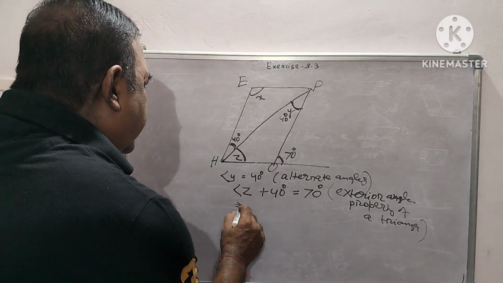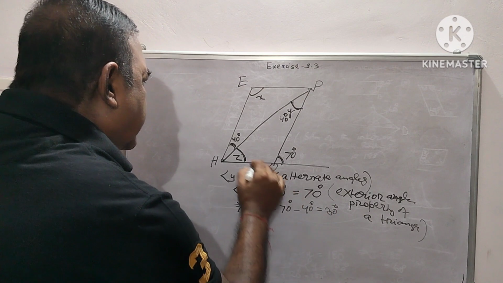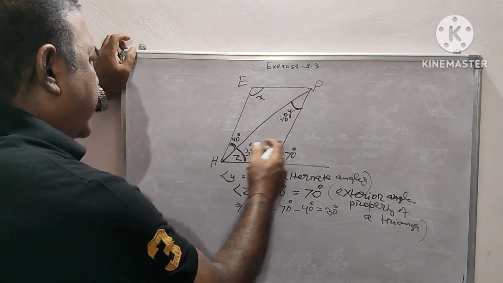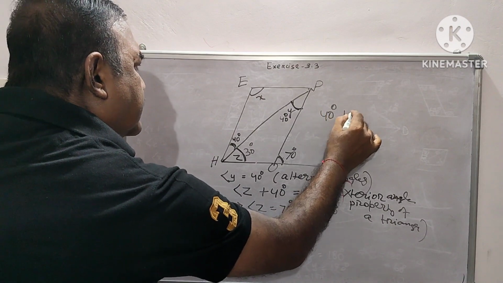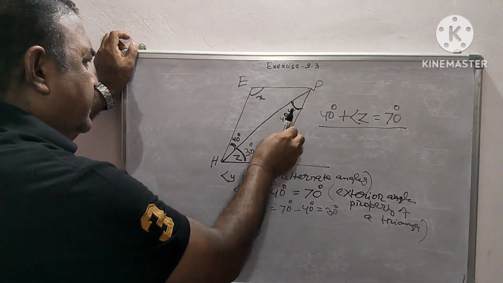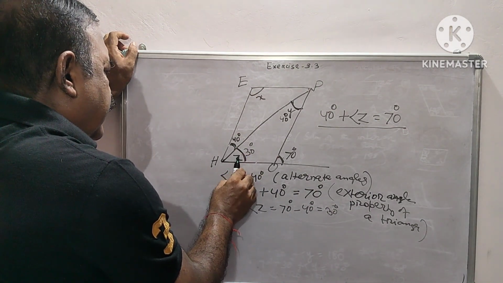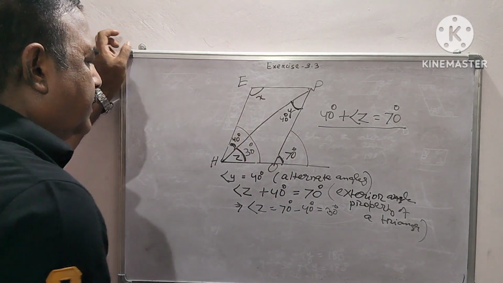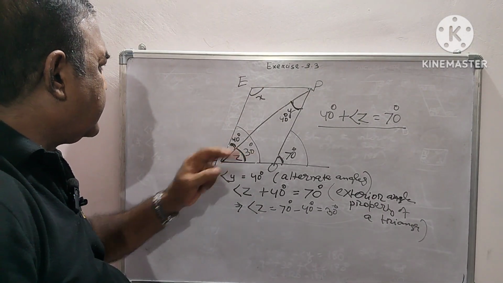So what is this value? That implies angle Z is equal to 70 degree minus 40 degree, that is equal to 30 degree. We got it, 30 degree. So you may do like this, or you may do 40 degree plus angle Z is equal to 70 degree, because of the corresponding angles, because this side is parallel to this side, this is the transversal. So angle Z plus 40 degree, that means this angle is equal to this angle which measures 70 degree. From this also you can get the measure of angle Z. So angle Z is 30 degree.